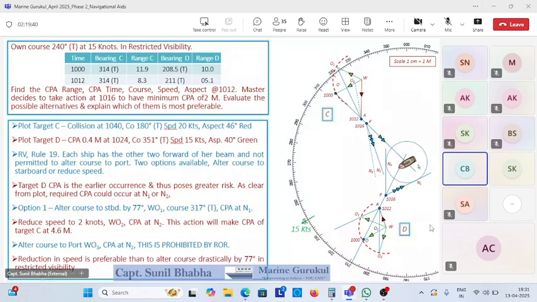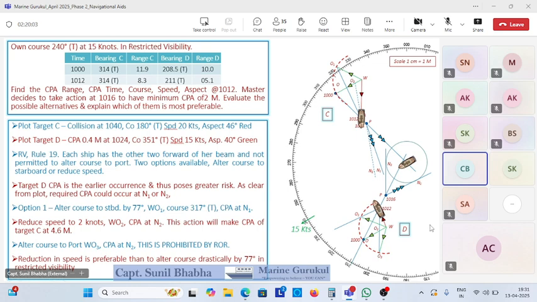Can you see own ship, beta? Own ship is steering 240. Yes, sir. So this is how own ship is. Let us plot target Charlie also. Target Charlie is steering 180, so the course is 180. So you can see target Charlie. This is how target Charlie is coming in. Let's now show target Delta also. This is how target Delta is coming in.